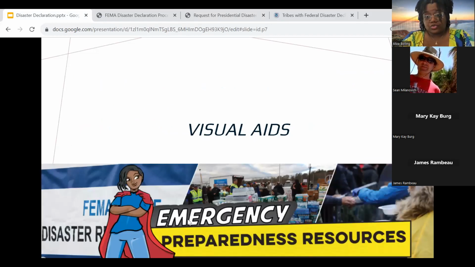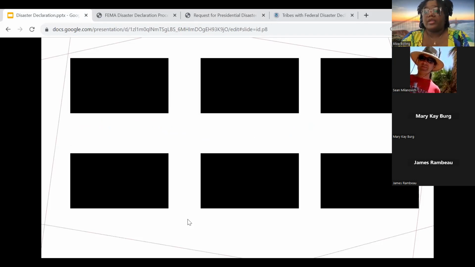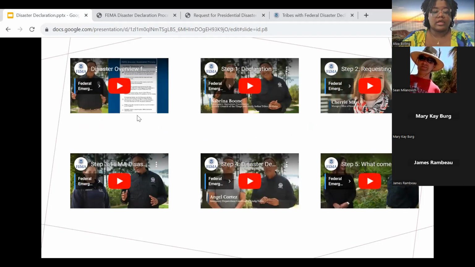I've provided a few visual aids for us to look through as well, which go more into depth about the declaration process. We'll go here first.